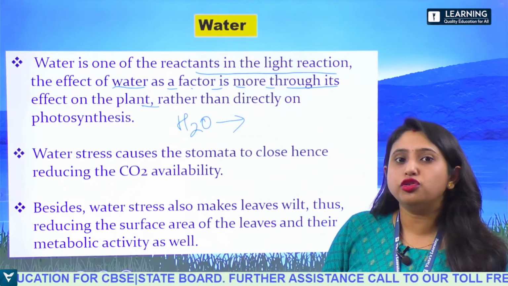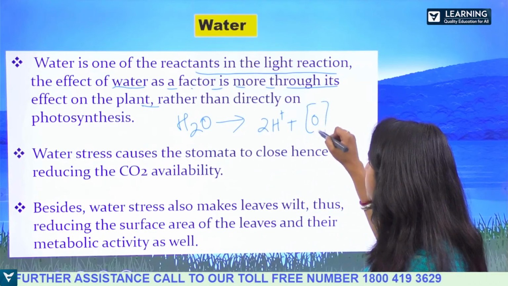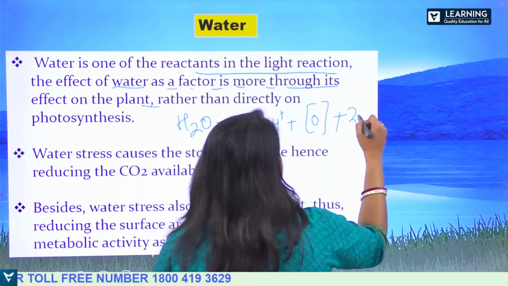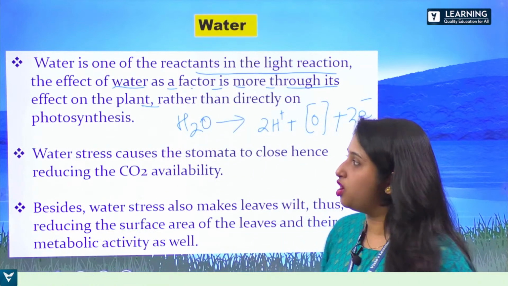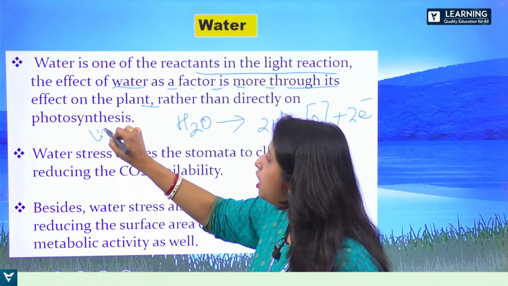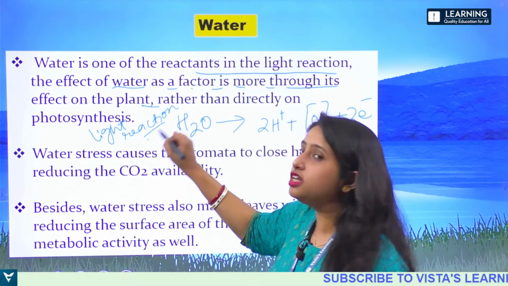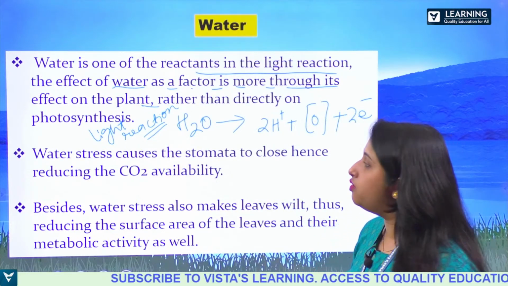During the process of photolysis, 2H plus and one oxygen are produced, and 2 electrons are released, right? So photolysis taking place with the help of water is very, very important for the light reaction which you have studied in non-cyclic photophosphorylation, right? There you have seen how the splitting of water takes place.